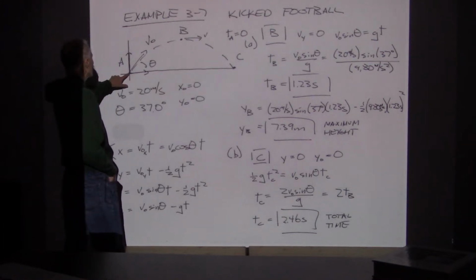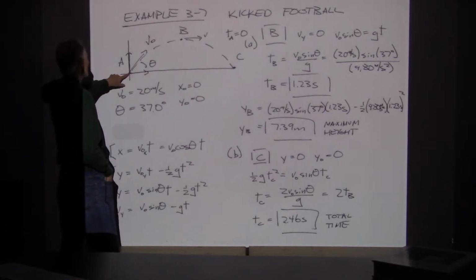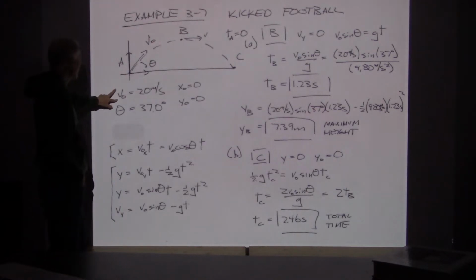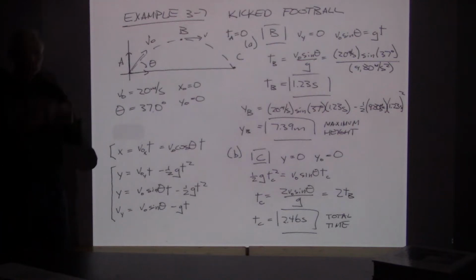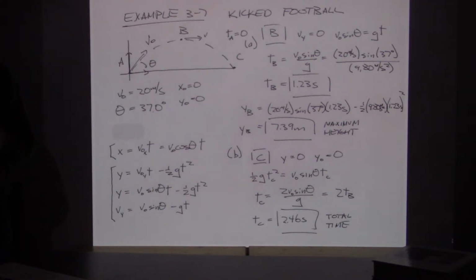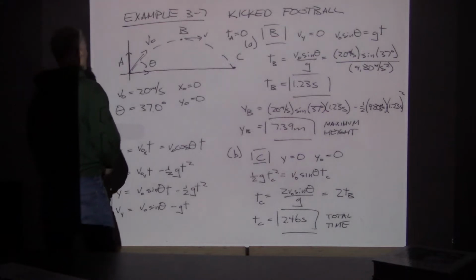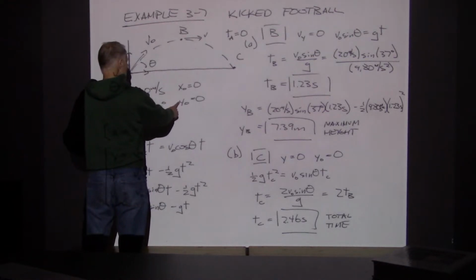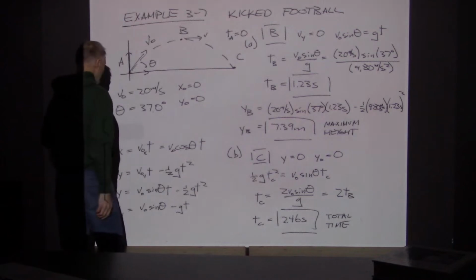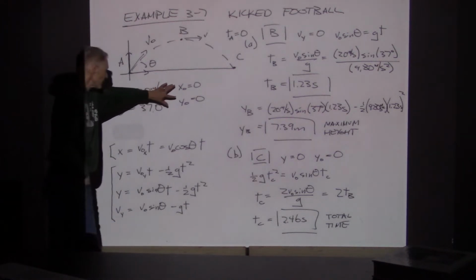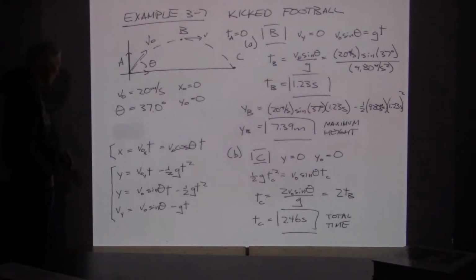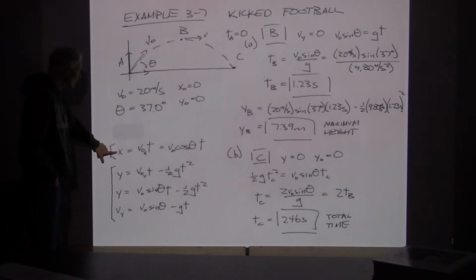Now remember, I'm going to label some points. A is my starting point. At the starting point I have a velocity of 20 meters per second, and the initial angle of that velocity is 37. So I've got the initial velocity and the initial angle that I'm working from. And I'm going to say that I'm starting right at the origin. That'll simplify my equations.